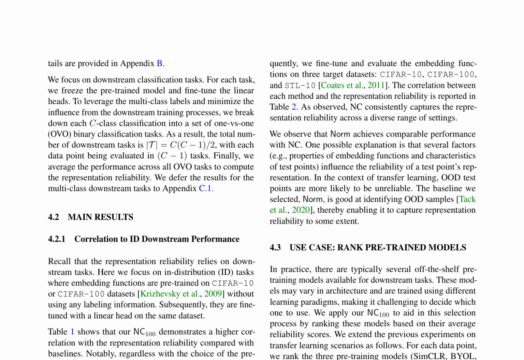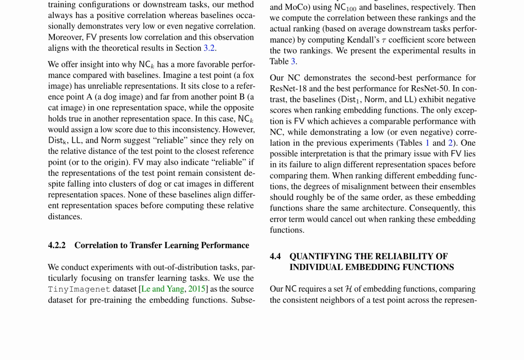In this research, we introduce a novel method called neighborhood consistency, NC, to evaluate the reliability of representations generated by different embedding functions. The proposed approach focuses on downstream classification tasks and leverages multi-class labels to minimize the influence from the downstream training processes. We break down each C-class classification into a set of 1 vs 1, OVO, binary classification tasks, resulting in a total number of T equals C choose 2 downstream tasks. We then average the performance across all OVO tasks to compute the representation reliability.